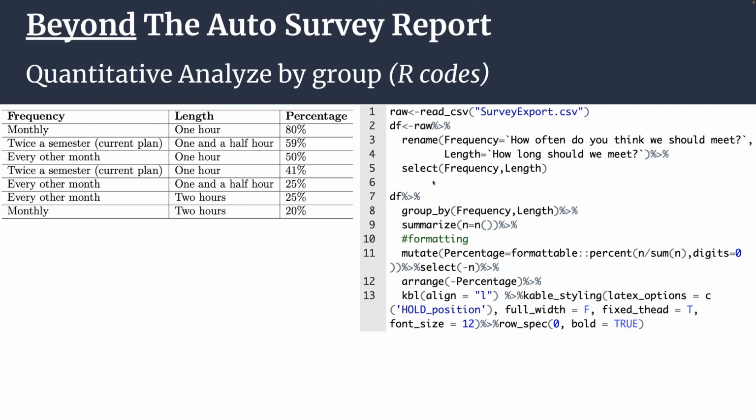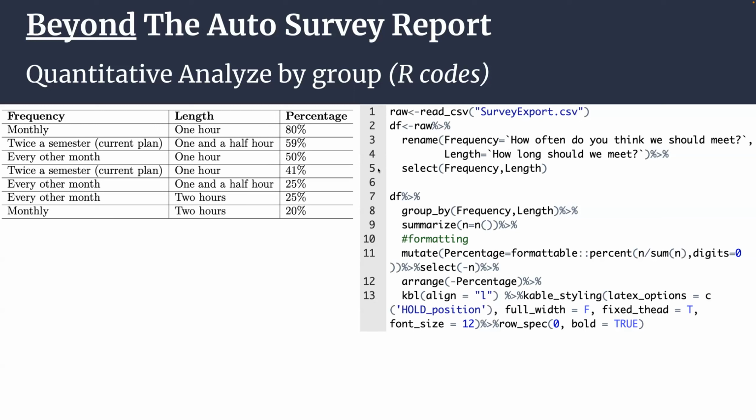In the next several lines, like the second line to the fifth line, we're cleaning up the data a bit. We're renaming two columns for ease of use. How often do you think we should meet? That's the first question, and we rename it to frequency. And the other one, how long should we meet, becomes length. So that's just for easier use later when we want to find those two survey questions. We just use a shorter name.